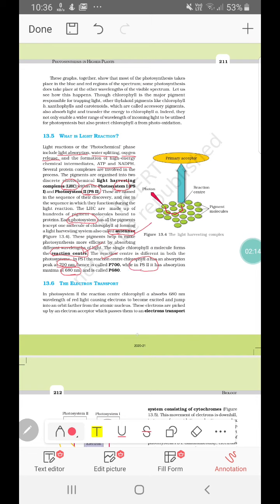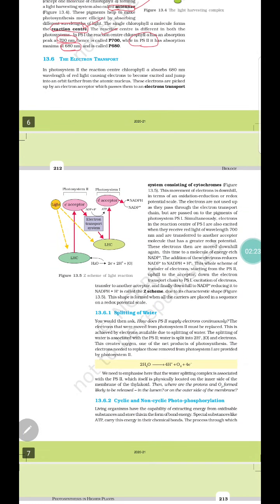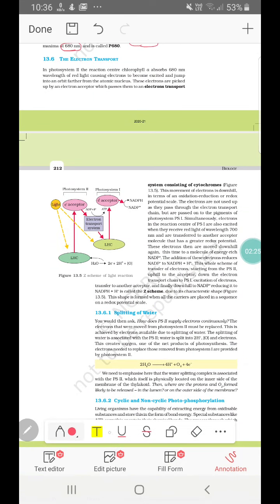Now let us look at how electron transport is happening in these photosystems. To understand this, let us look at figure 13.5, which is also called the Z scheme of light reaction. Let us see what happens in the presence of light. Absorption of light will happen where the pigments are, in the LHC, the light harvesting complex, that contains photosystem 2. We are talking about photosystem 2 first.